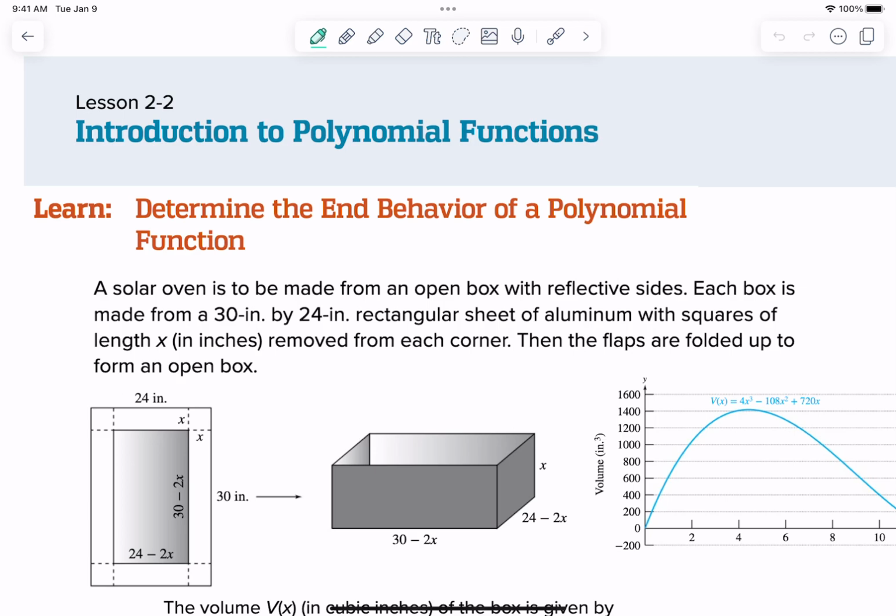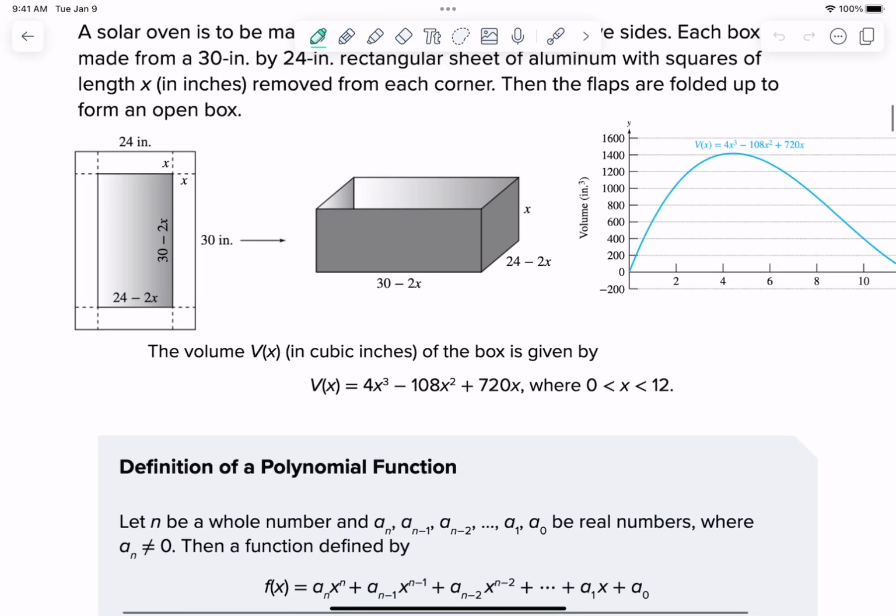All right, this is 2-2. We're starting with polynomial functions. Let's talk about this little box right here.